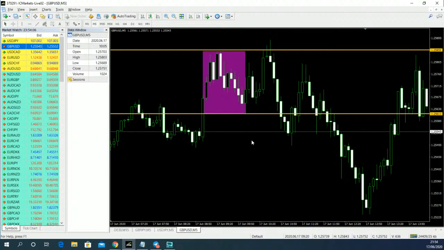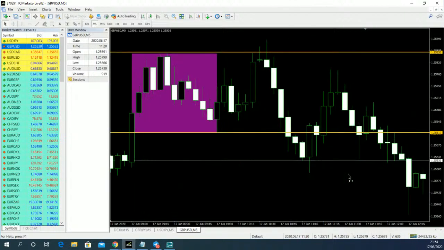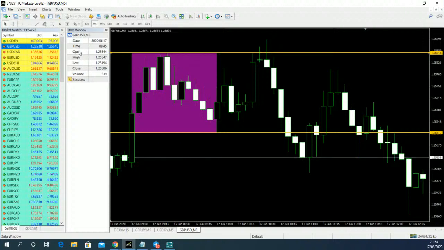Okay, for the benefit of new people, I will slow down. I'm making this big so that you can see. As I've said earlier, this box is formed between the hour of 7 and 8 GMT, or 9 to 10 IC Markets. Look here for me, please, on the data window. Look at when the box starts.